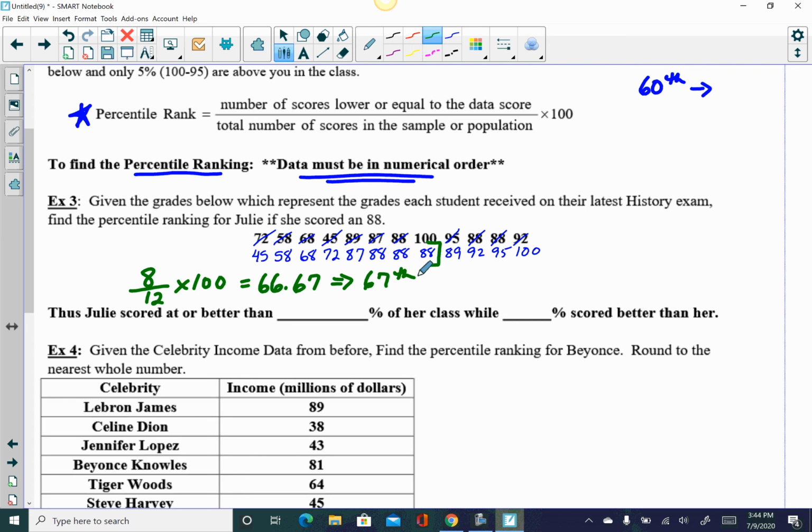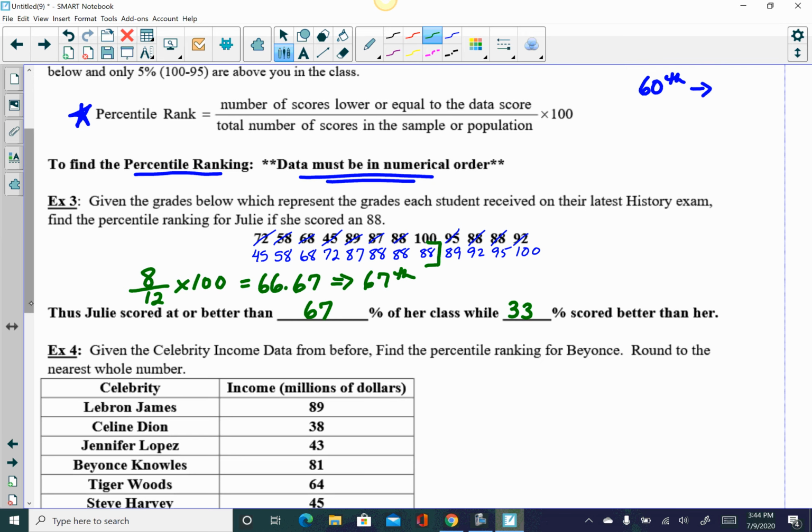So what that means then is that Julie scored at or better than 67% of her class, while what percent scored better than her? 100 minus 67, 33% of the class scored better than her.